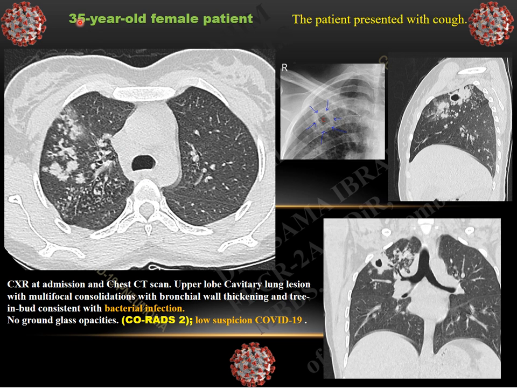This is an example of a 35-year-old female patient presenting with cough. The X-ray showed a cavity in the left upper lung zone surrounded by areas of consolidation and linear opacity, and sagittal and coronal imaging confirmed the presence of a small abscess in the left upper lobe. There is also tree-in-bud, which appears clearly here in the axial image, as the terminal bronchioles are filled with secretions of infection, and the diagnosis was TB. This tree-in-bud makes the CO-RADS classification low suspicion for COVID-19, so it takes number 2.